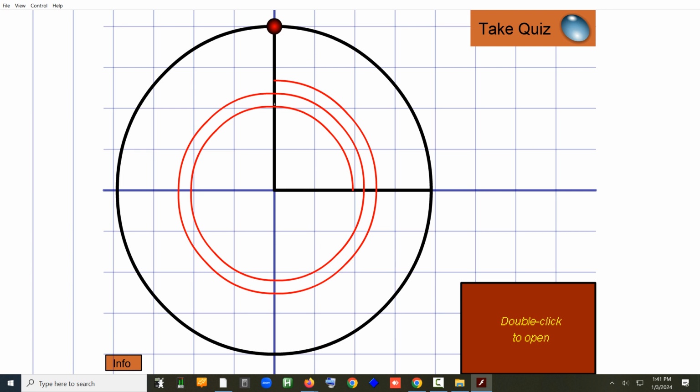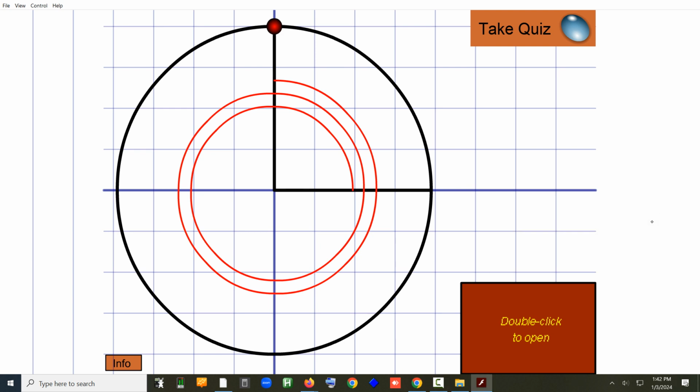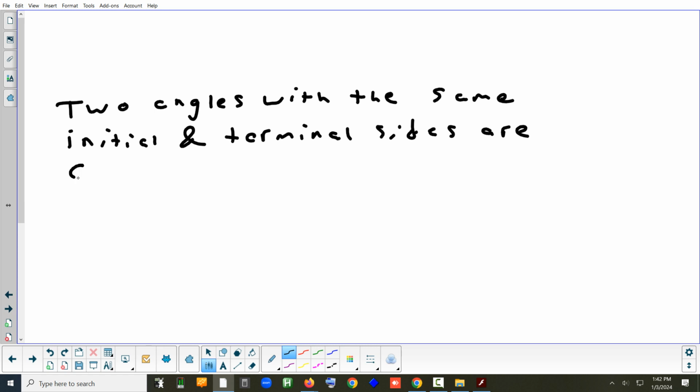Okay, so there's a name for that. If two angles have the same initial and terminal sides, they are called coterminal. So let me write that down. Two angles with the same initial and terminal sides are coterminal.